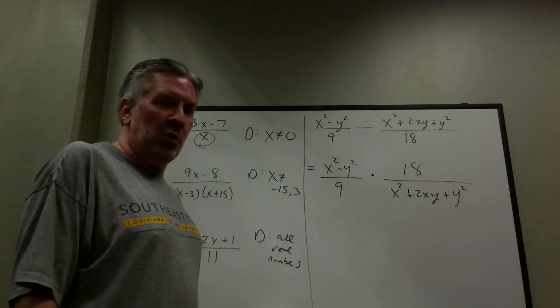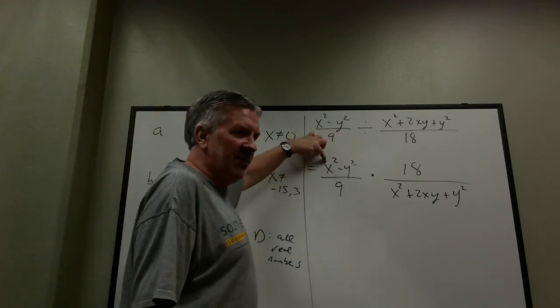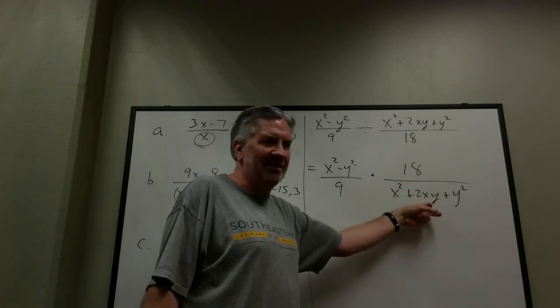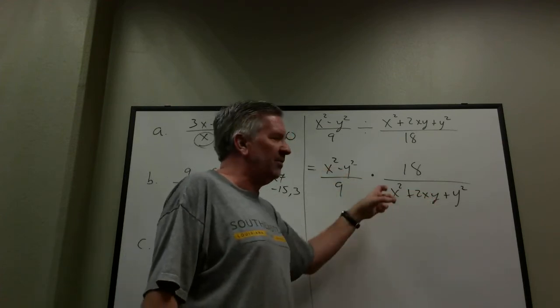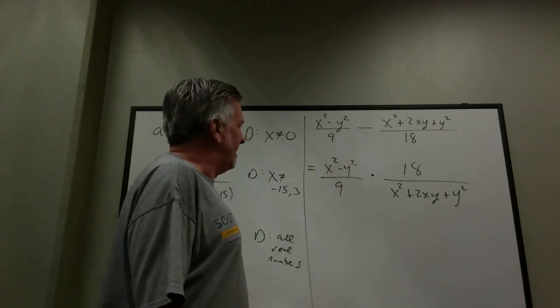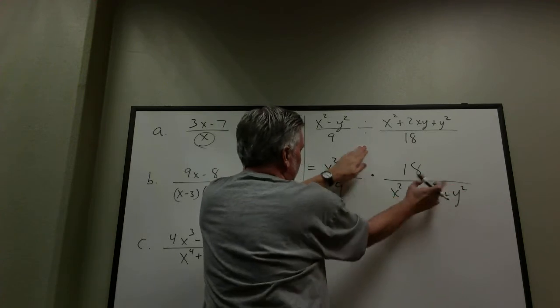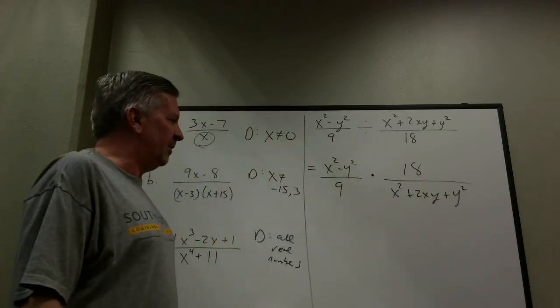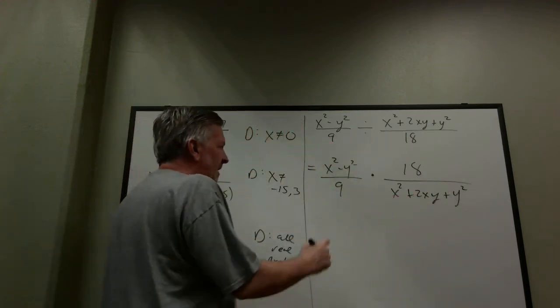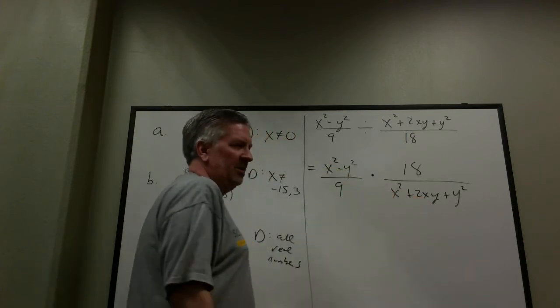The answer is no. The x squared has something being subtracted from it, and the other x squared is being added to something. You cannot cancel the x squares. The x squares are not being multiplied. Now, if the minus y squared weren't there and this whole thing weren't here, sure, you could cancel the x squares. But if you have x squared plus something and x squared minus something, you cannot cancel the x squares here.